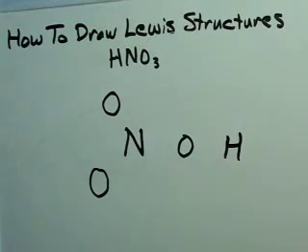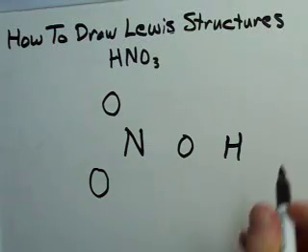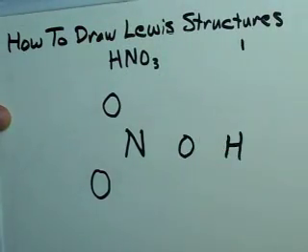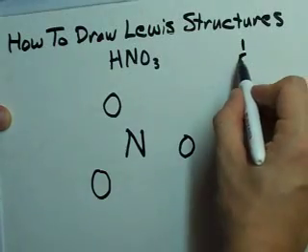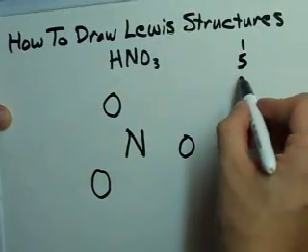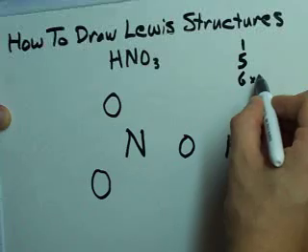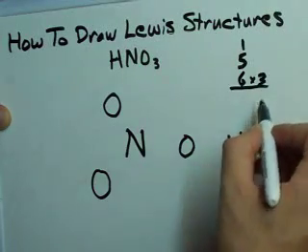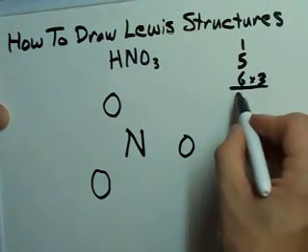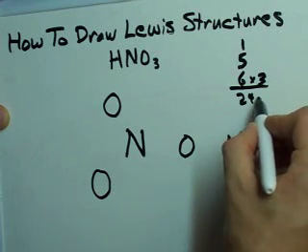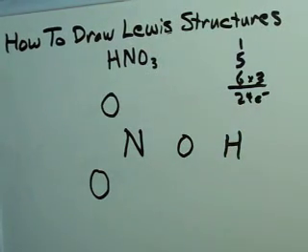How many valence electrons does this molecule have? Hydrogen brings with it 1 valence electron, nitrogen brings 5, and oxygen brings 6 each, or a total of 18. That means this molecule altogether needs 24 valence electrons.